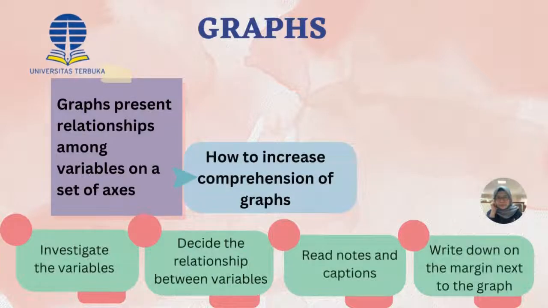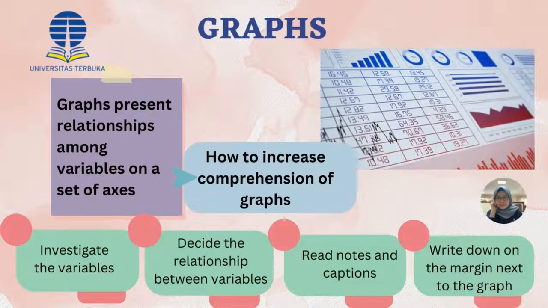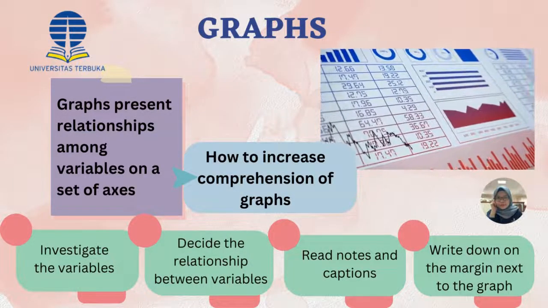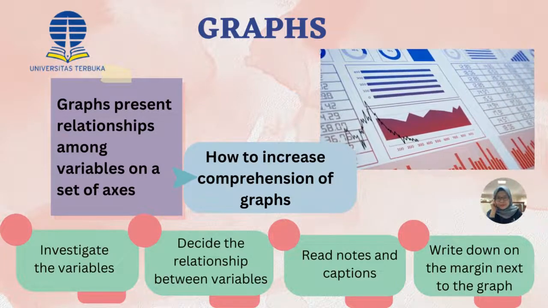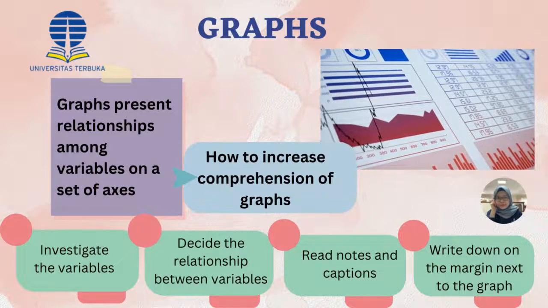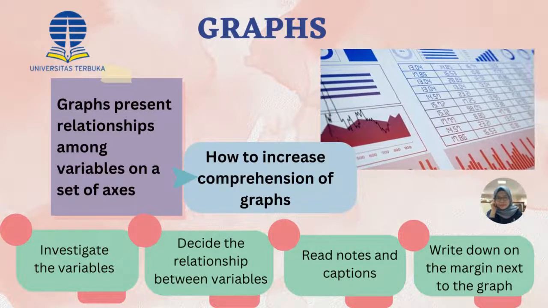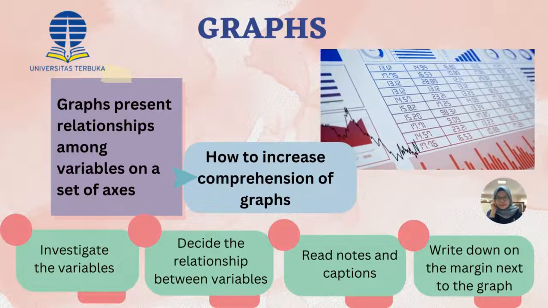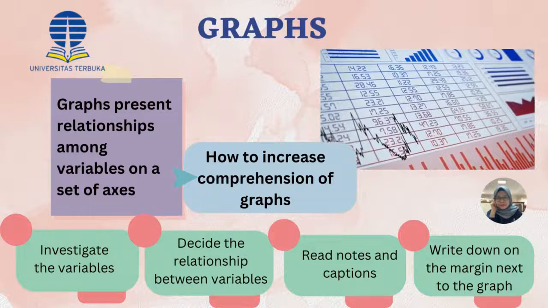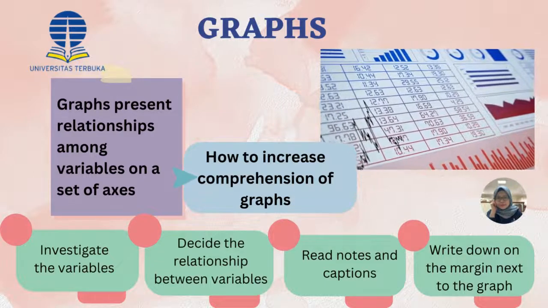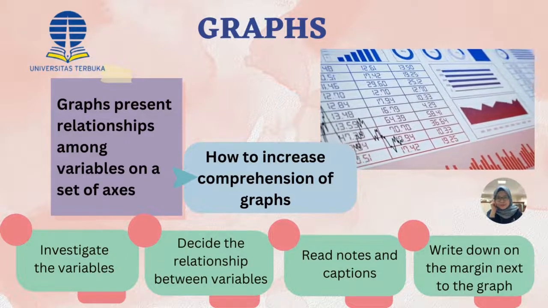There are two kinds of graphs, bar graphs and line graphs. These graphs present relationships among variables on a set of axes. Bar graphs show comparisons between quantities or amounts. Line graphs show how a variable develops over time. The following tips help you increase your comprehension of graphs.